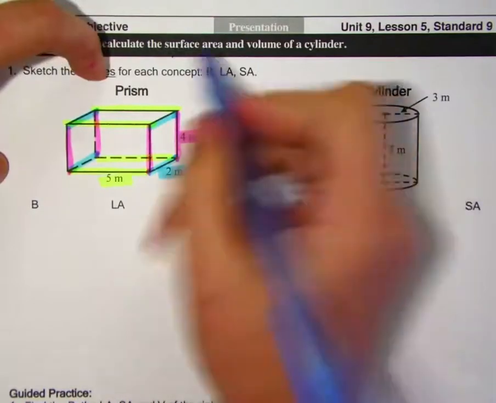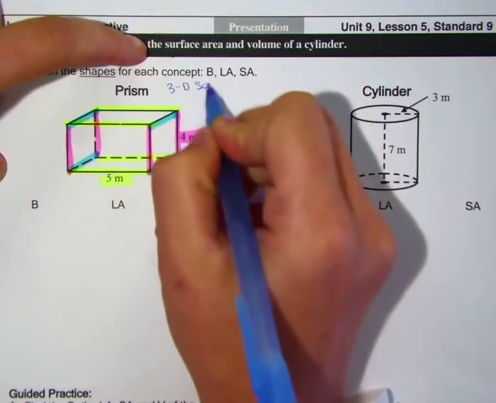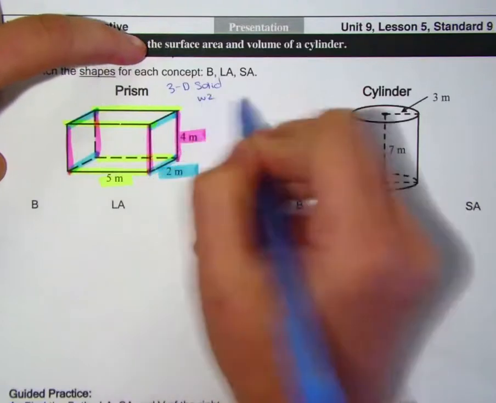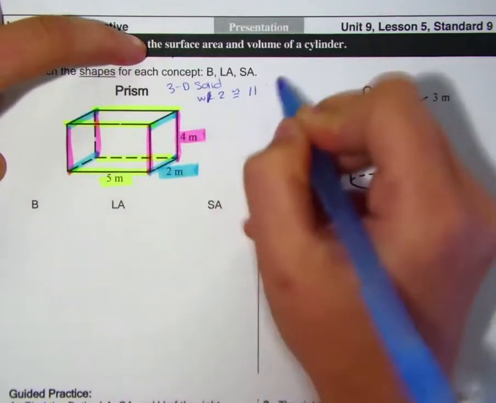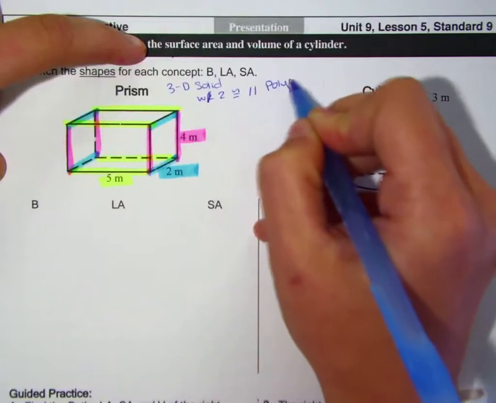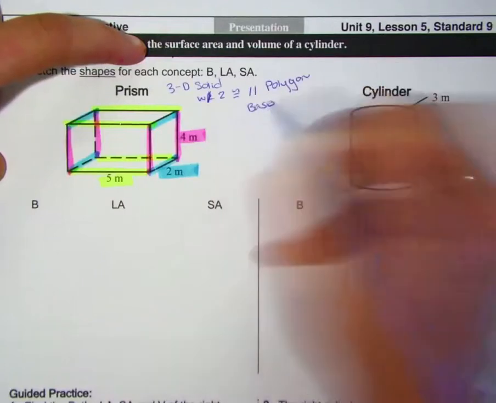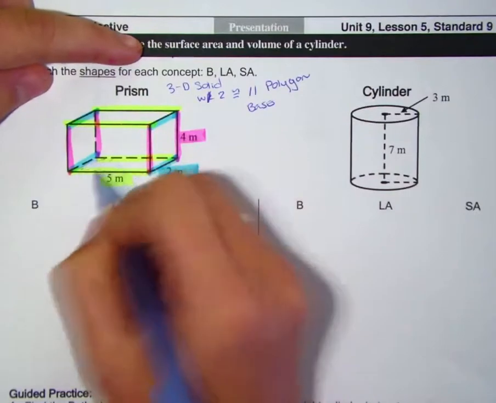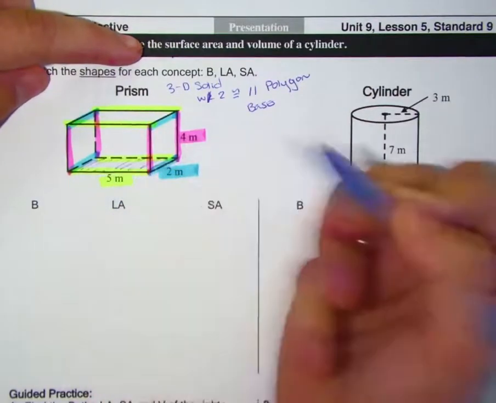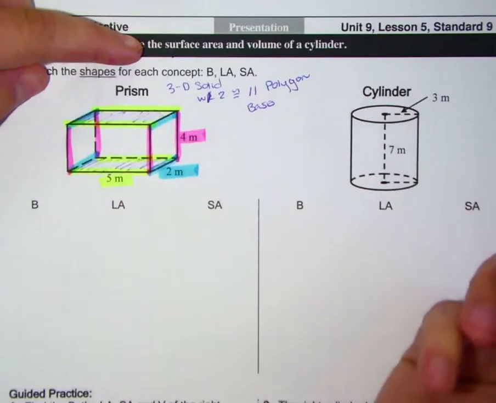So quick reminder, a prism is a 3D solid with two congruent parallel polygon bases. Okay, so that's a prism. The base in this case I'm going to shade as the bottom. So these are the two congruent polygon bases.